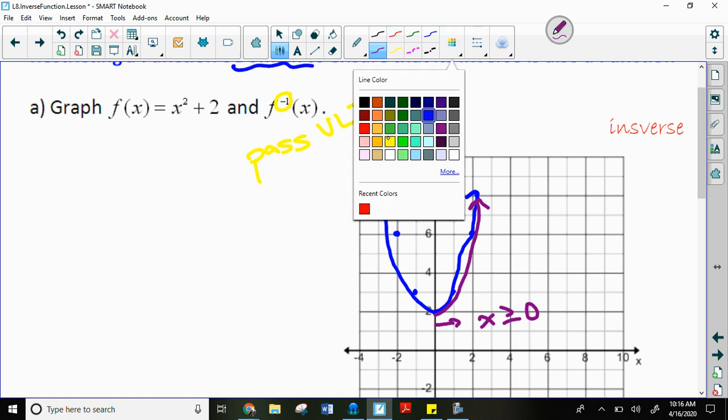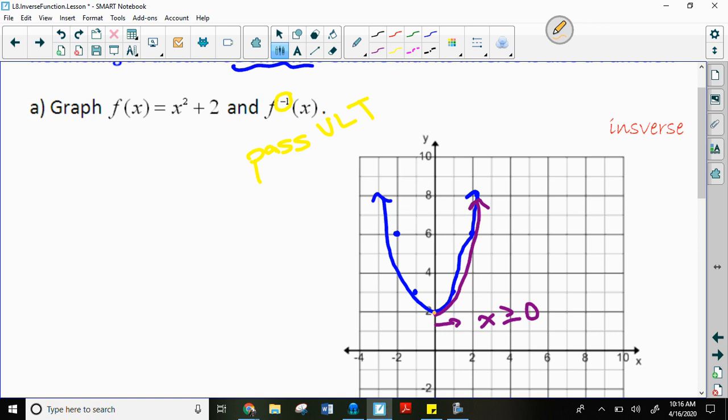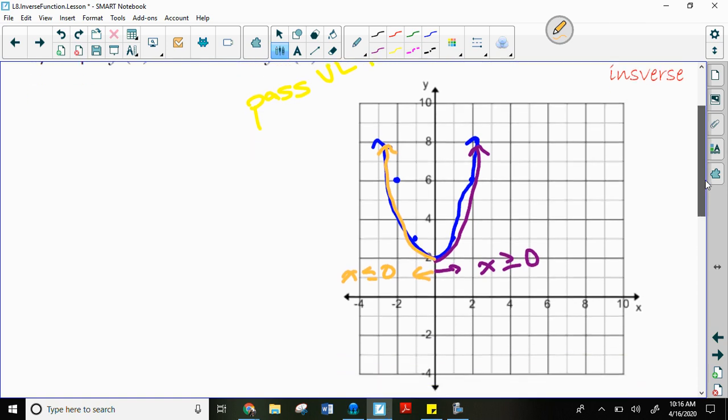Or you could do this instead. You could take this branch, and we could restrict and say x is less than or equal to 0. And then if we inverse that, it would produce a function. Now, the inverse that we have over here is the inverse of purple.